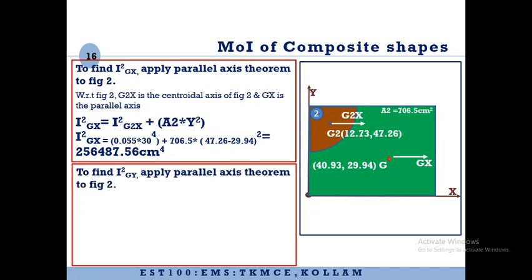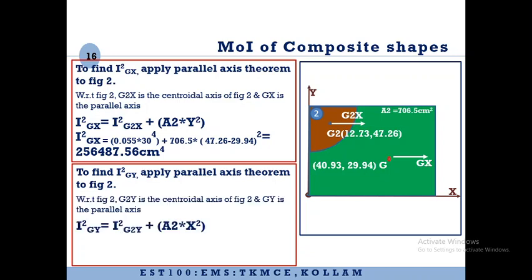In a similar fashion, the moment of inertia about the GY axis of figure 2 can also be found out. If you do this calculation, we will get it as 606,387.06 centimeter raised to 4. Again, what you have to note here is that this term x is nothing but the distance between the GY axis and the G2y axis. The difference between the two y axes can be taken as the difference of the x coordinate of G and G2.